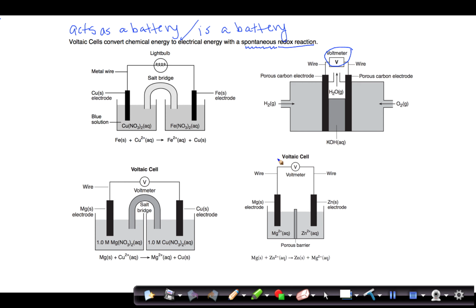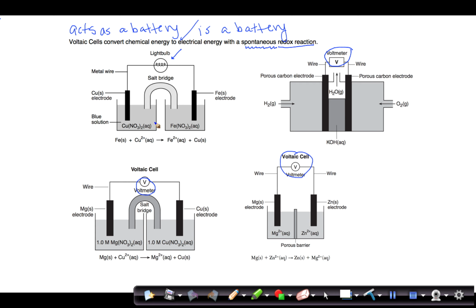Usually, a voltaic cell will have a voltmeter that measures the voltage, the amount of electricity being given off. But we can also light a light bulb or get a device going with electricity because this voltaic cell is providing that electricity.